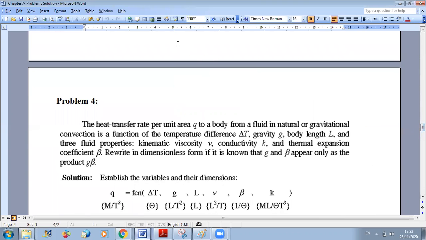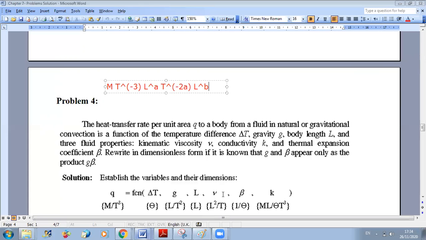So first, let's start with the units. What is the unit of Q? It's m over t cube. So I will replace the unit of Q: m t to the power minus 3. We said that we will combine Q with G, L, mu and beta. The unit of G is L over t square and I put it to the power A. So it's L to the power A times t to the power minus 2A. Now for L I will take it to the power B. So it's L to the power B.